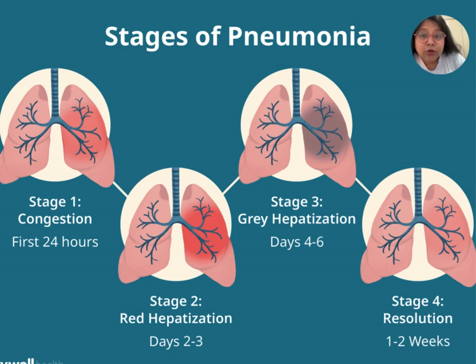So, as I have told you, stages of pneumonia are four. Stage 1 is congestion, stage 2 is red hepatization, stage 3 is gray hepatization, and stage 4 is resolution.